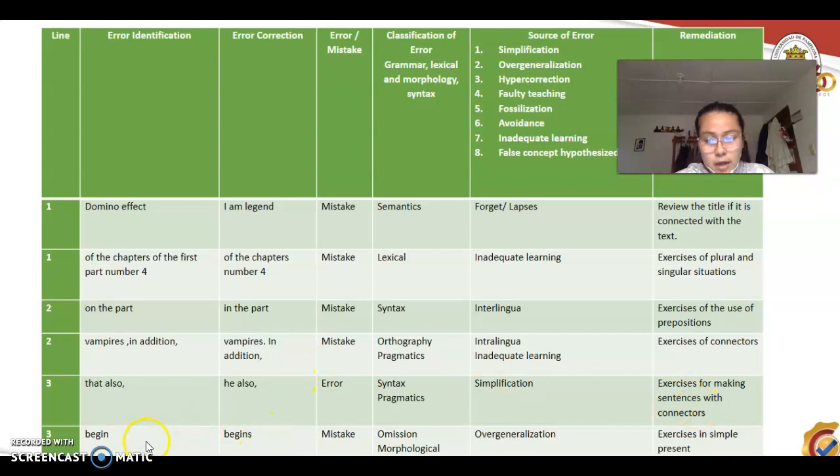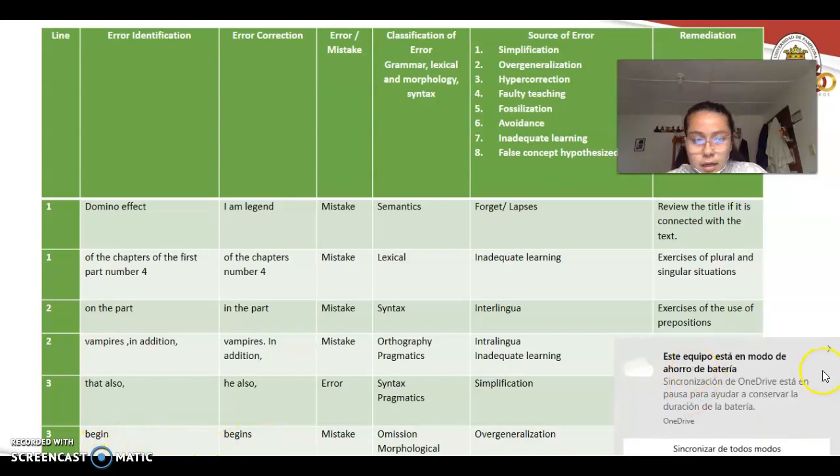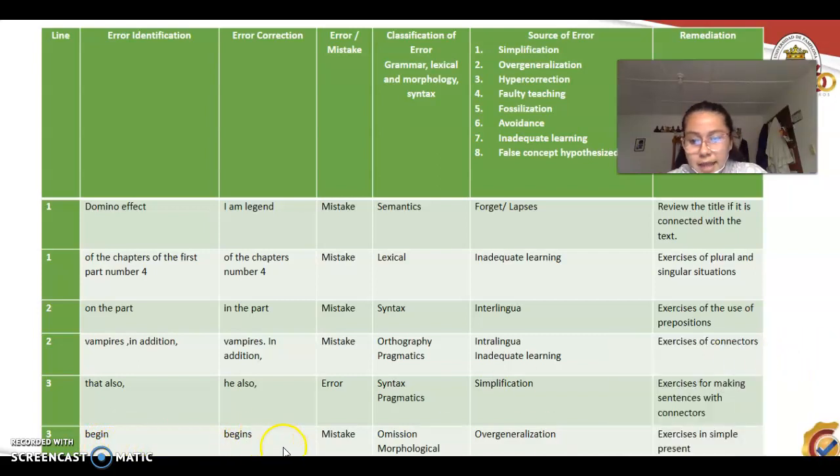So in the last one, the student can add the s because he is omitting a morpheme.